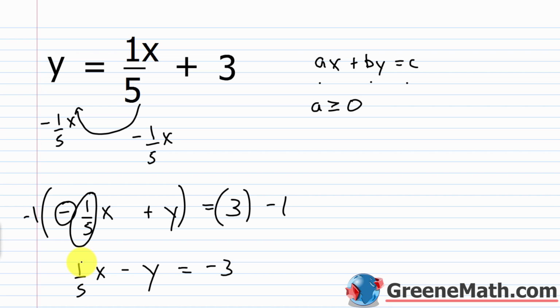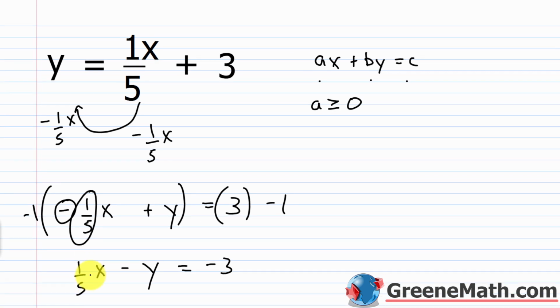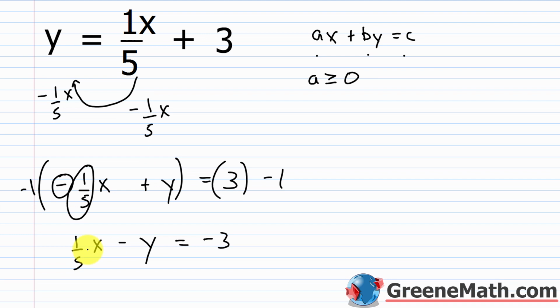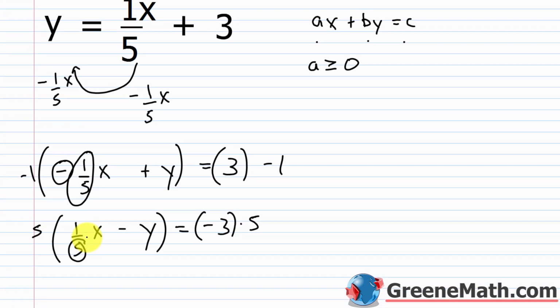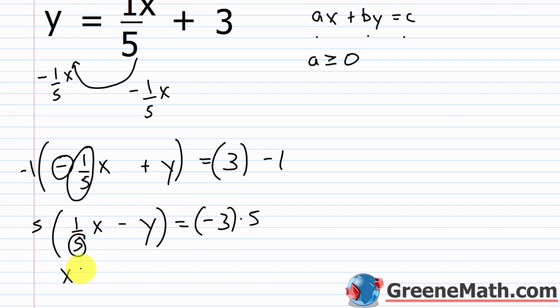The other problem is that this is a fraction. So again, I can just clear the fraction by multiplying both sides of the equation by 5. Right? This denominator here. So what's going to happen is 5 times 1/5 is just 1. Right? So I'd have 1x or just x. Then minus 5 times y is 5y. This equals negative 3 times 5 is negative 15. Now, again, x minus 5y equals negative 15.